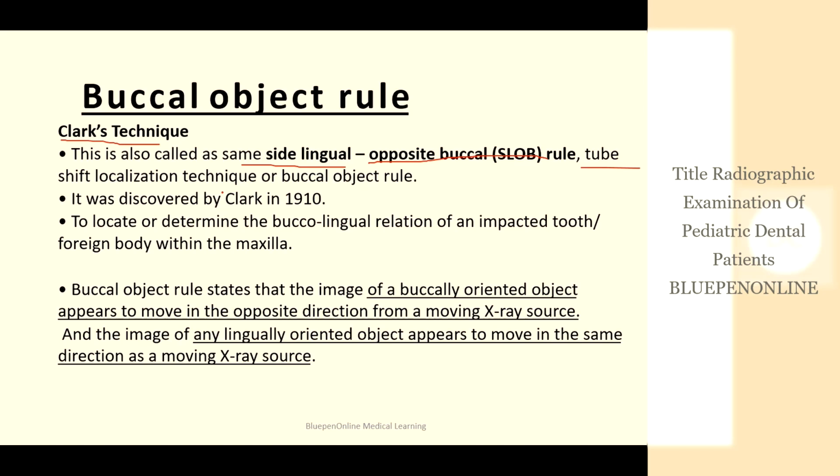It is called as Clark's technique because it was discovered by Clark in 1910. This helped to locate or determine the buccolingual relation of an impacted tooth or foreign body within the maxilla. So this buccal object rule states that the image of a buccally oriented object appears to move in the opposite direction from a moving X-ray source, and the image of any lingually oriented object appears to move in the same direction as a moving X-ray source.